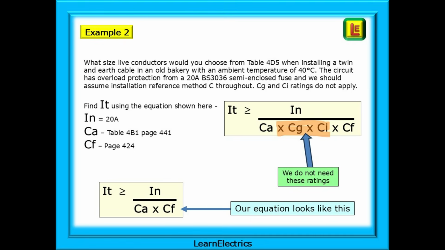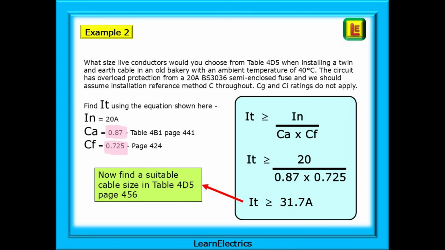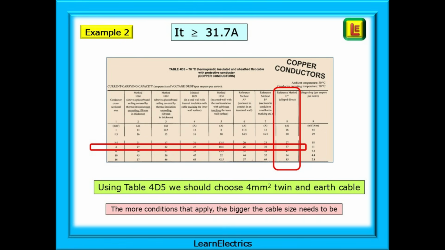This time we can remove the CG and CI ratings from the equation to leave us with a much simpler version shown below. Having found CA and CF in the book, we can put these into the equation and make the calculation. Our answer, IT, is a cable carrying capacity of at least 31.7 amps for reference method C. Now find a suitable cable size in table 4D5 on page 456. Using table 4D5, we should choose 4 square millimeter twin and earth cable.